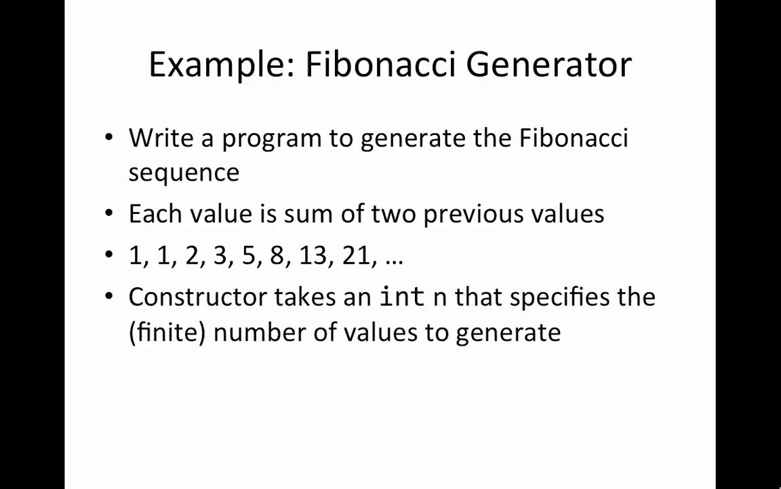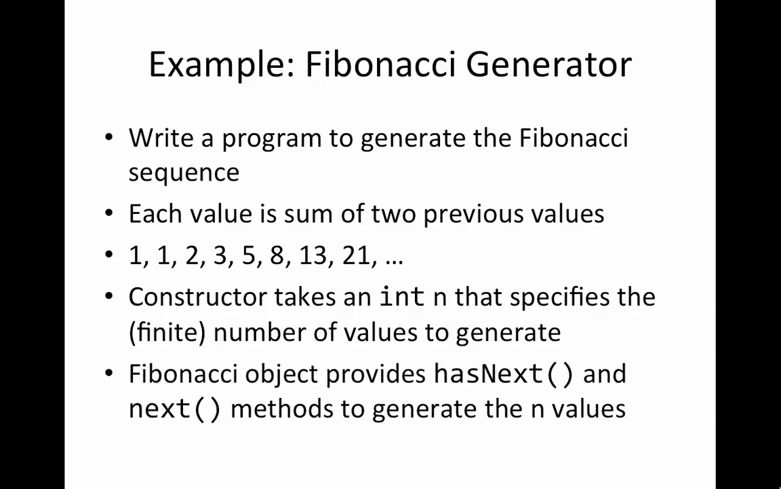We want to have in our Fibonacci class a constructor that will take as an argument an integer, n, which will be the number of values that we want to generate. So when should we stop in the sequence? How many Fibonacci numbers do we want to produce? And this class will also have two more methods. We want to have a method hasNext and a method next.